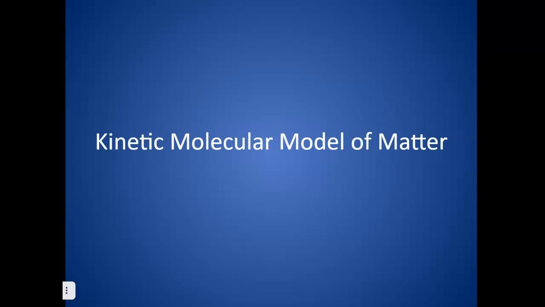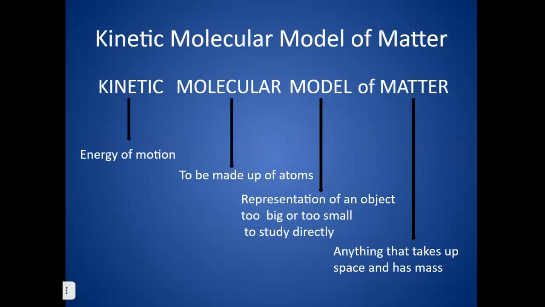We talk a lot about the kinetic molecular model of matter, and that might seem like an awfully lot of words packed into one little piece here. But if we just break down what this is, it looks like this. If we're talking about kinetic, we're talking about an energy, and we're talking about the energy of motion. Molecular refers to being made up of atoms and molecules. A model is simply a representation of something, so it's either too large to do it any justice or too small to study it directly.